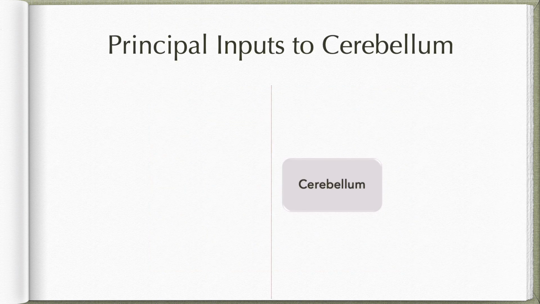Now, let us summarize the principal inputs to the cerebellum. The cerebellum receives major inputs from the vestibular apparatus. That is why one of its important functions is maintaining equilibrium. The second major input to the cerebellum is somatosensory input coming from the spinal cord and the head region.